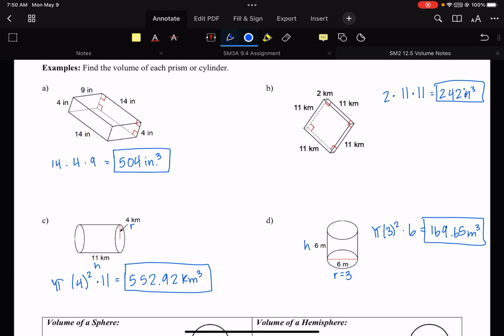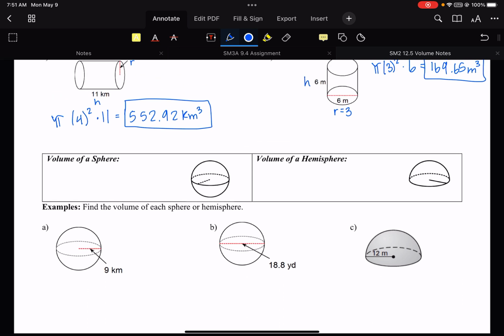Okay, so that is all my formulas for prisms and cylinders. Pretty straightforward. Let's look at spheres and hemispheres. So the volume of a sphere is a little bit weird. It is 4/3 pi r cubed.